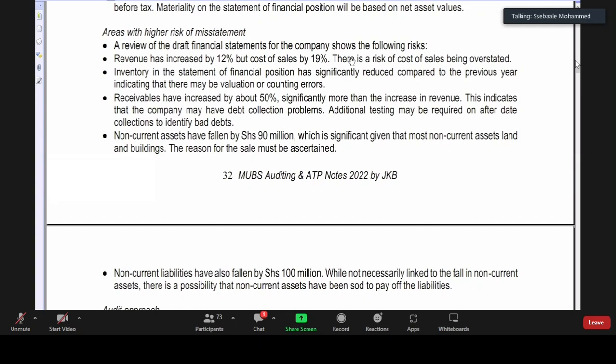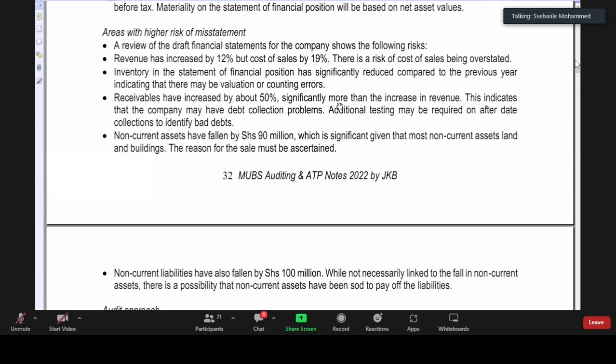Now, Bonita, when your receivables are increasing at a rate higher than the increase in your sales, because you will only get receivables when you sell on credit, right? But if your sales are growing by 12%, but your receivables are increasing by 50%, then that means that you have debt collection problems. And it also signifies that there are debts from the previous year that you have probably not collected.